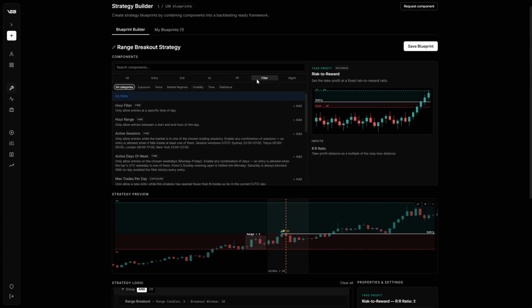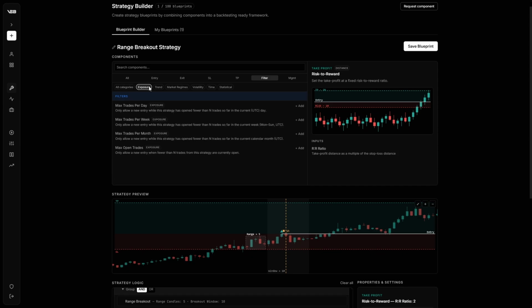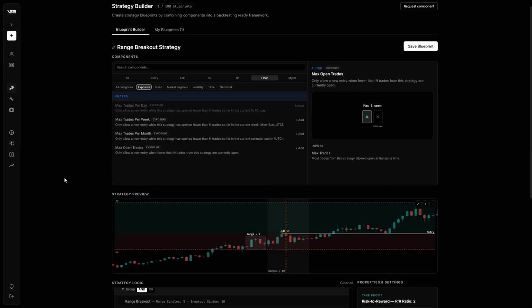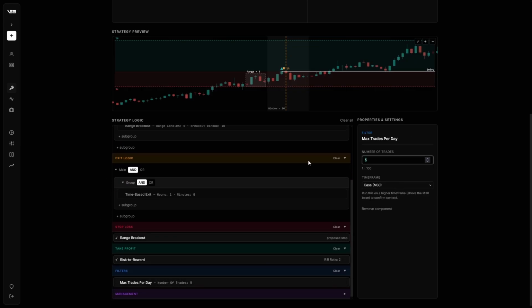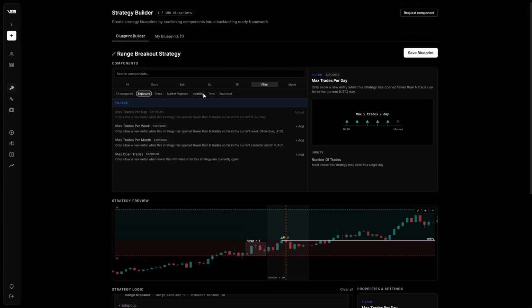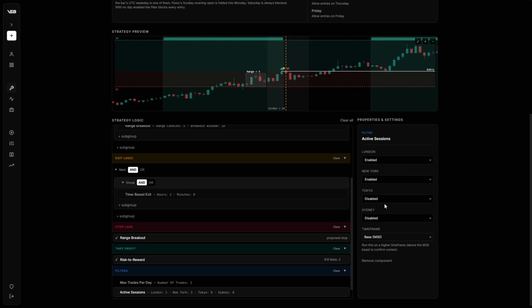Now we can add constraints or filters in order to control the strategy behavior. The first filter that I'm going to choose is the max trades per day. And I'm going to set this at 1 trade per day because I don't want multiple overlapping signals or overtrading. We want the best single opportunity per day. The second filter will be the session filter. And what this does is it only allows trades during specific market sessions, like I said previously.